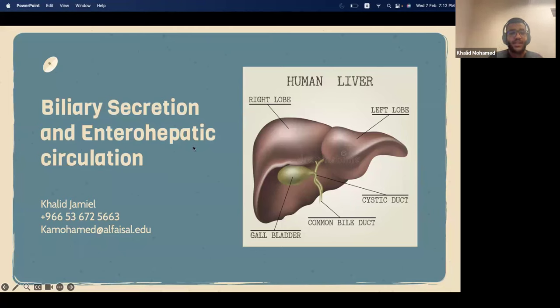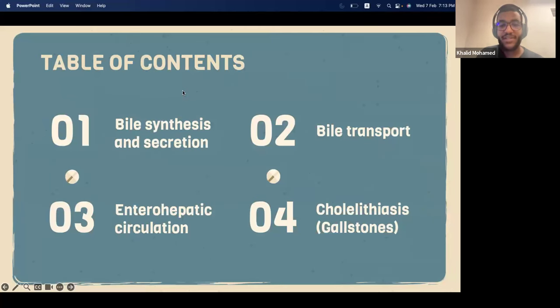Today, I'll be teaching biliary secretion and enterohepatic circulation. This is one of the higher yield topics, so inshallah, it's going to be beneficial. So in this lecture, we're going to be talking about biosynthesis and secretion. Then we'll talk about how bile is transported in the hepatobiliary system. And then we're going to talk about the enterohepatic circulation. And finally, the only clinical side of this lecture is gallstones or biosynthesis.